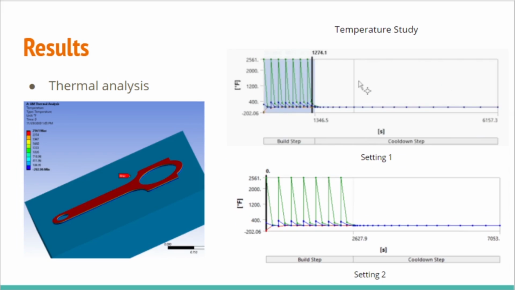For the thermal analysis, the hatch spacing had little effect between the two settings. As seen on the graphs, the temperature reached 2,561 degrees Fahrenheit in both settings. The image shows the thermal pattern through the process.